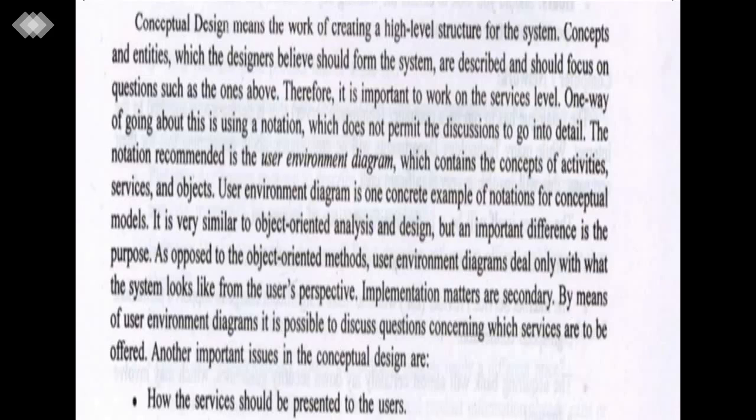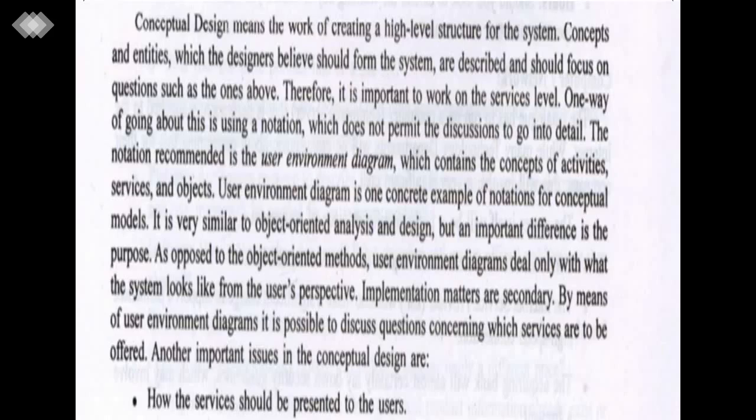Now, making a conceptual design means creating a high-level structure of the system, where some concepts and entities which the designer believes should form the system are described, and it should focus on questions such as the ones above. Therefore, it is important to work on the service level. One way of going about this is using a notation which does not permit the discussion to go into details.